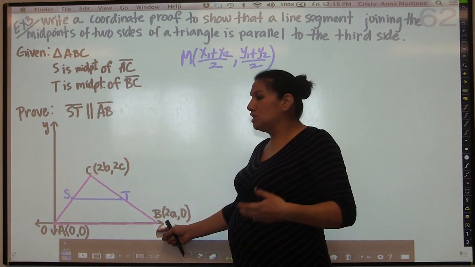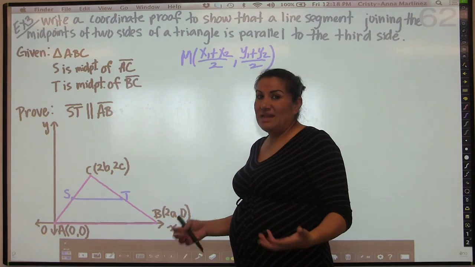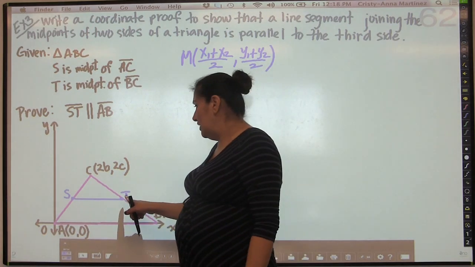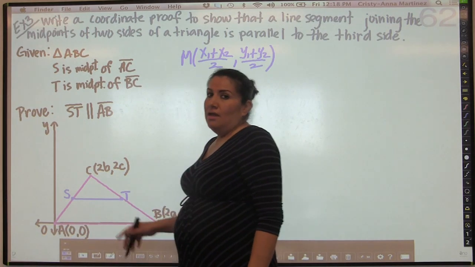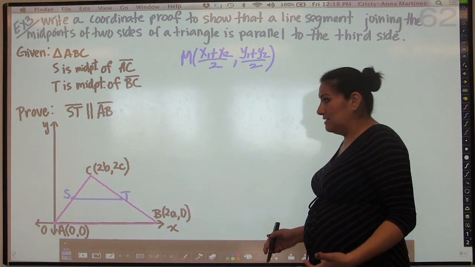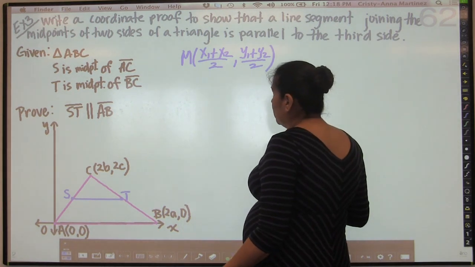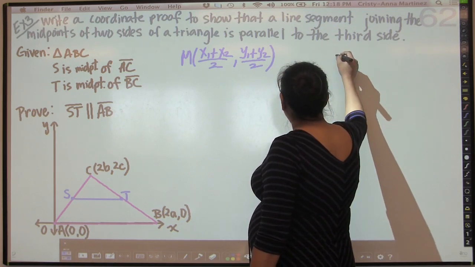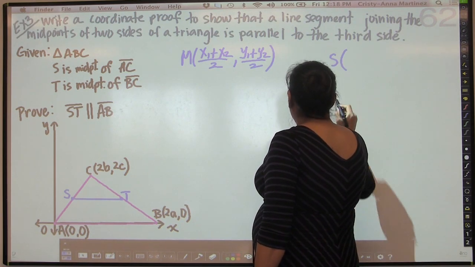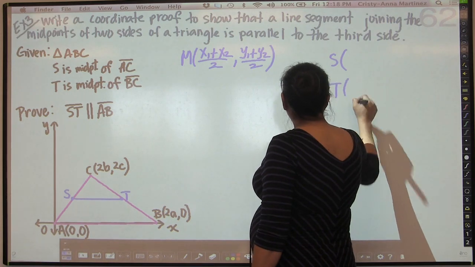And to calculate the slope, I have to have ordered pairs. I have to have the endpoints. I have to know what the coordinates of S and T are. But I don't know the coordinates of S and T unless I use the midpoint formula. And that's what I'm going to do. So the first thing we're going to do is find the coordinates of S and find the coordinates of T.